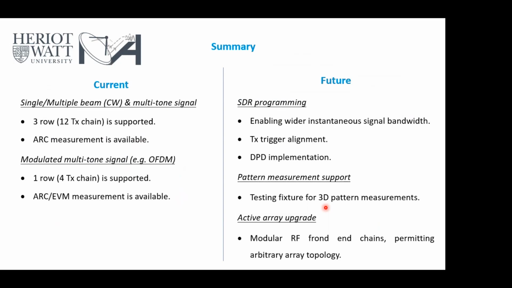So, to go to a summary: currently, our testbed can do a single or multiple beam with CW signal or with multi-tone signal within 1 MHz spacing. We can have 3 rows, that's 12 TX chains supported. Plus that, we can measure the active reflection coefficient as well. For multi-tone channels with higher sampling rate, for example 100 MHz or FDM, we can only support 4 TX chains. And for that, we can do the OTA test to get the EVM as well.